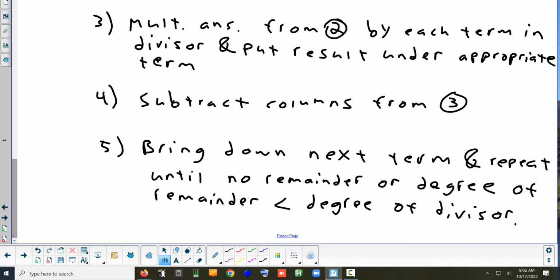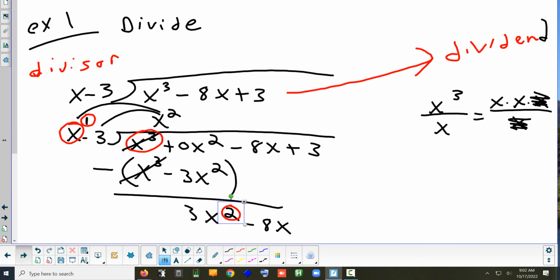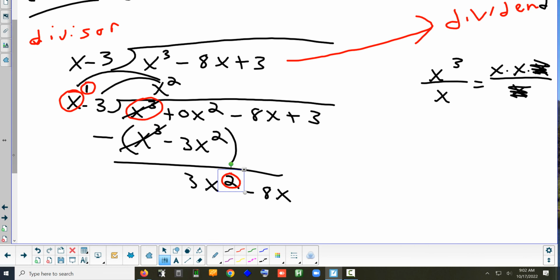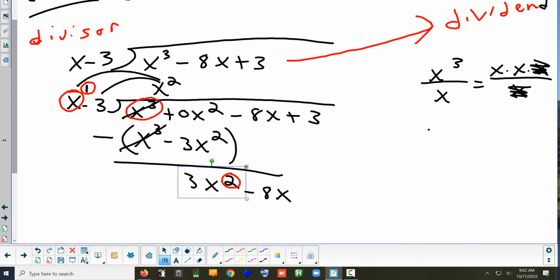So now the repeat goes back to step 2. These are the steps that keep repeating. Divide, multiply, subtract, bring down. Divide, multiply, subtract, bring down. So those are the steps that keep repeating. All right, so now you're going to divide the first term here into the first term here. So it's 3x squared, the first term of the dividend, divided by x. And what do I get if I divide 3x squared by x? 3x.